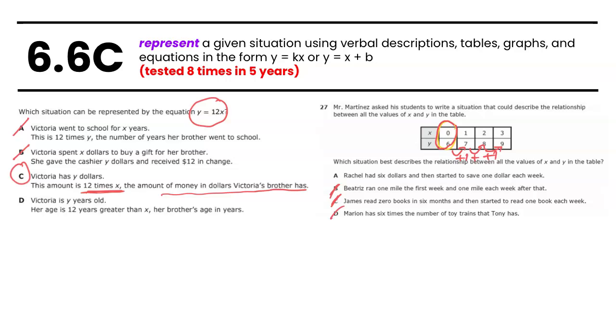It says that Rachel had $6. Well, that represents our 0, 6 right here, that she just had $6 before anything happened, and then she started to save $1 each week. And so that represents the increase by 1 in the y values. And so letter A is the answer that we want for that particular question.